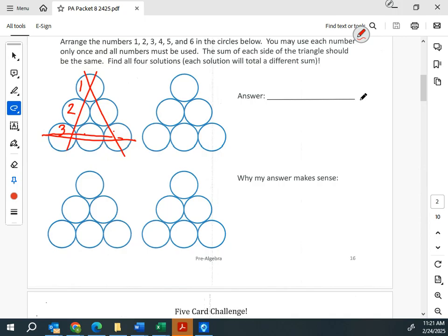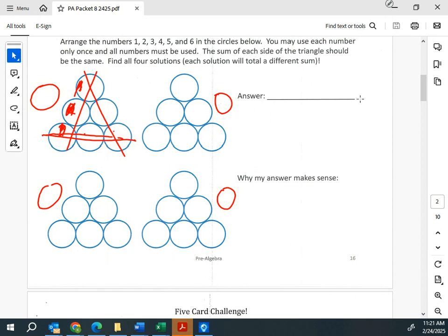So you need to find what total, so these aren't right, but this section is going to have 1 total that each line is going to make. This triangle is going to have a different total that each side is going to make. This will be a different total, and this one will be a different total. So each of those triangles, the sides equal a different total amount.